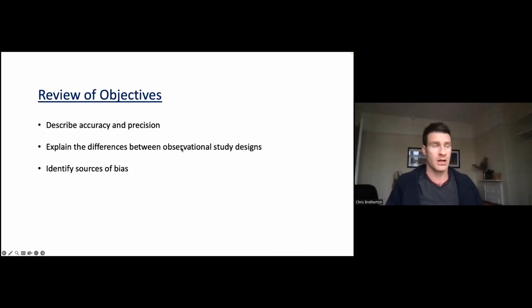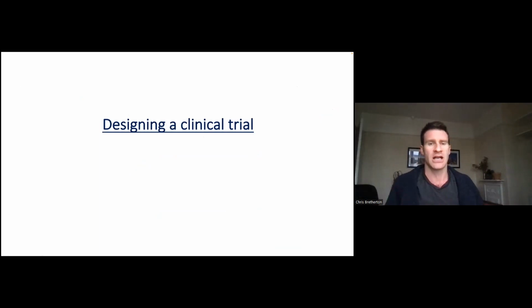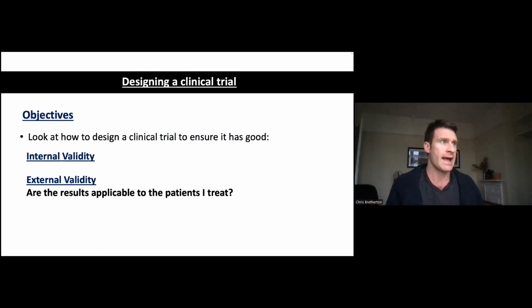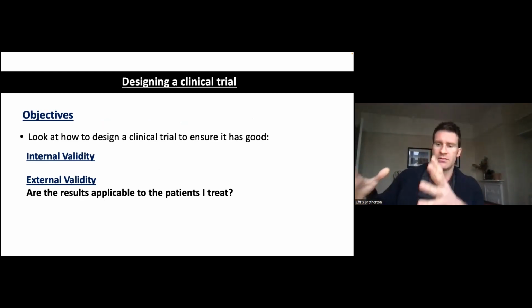So the first little half of the talk is there to talk about accuracy and precision, different observational study designs, and some of the sources of bias to think about. And now when we're designing a clinical trial, we'll go forward and think about why we bother doing these big randomized clinical trials. We talked a bit about internal validity, and we'll also talk about external validity, which is really asking, are the results applicable to the patients I treat? So was that study suitably designed so that it is relevant to the patients I study and that I treat?